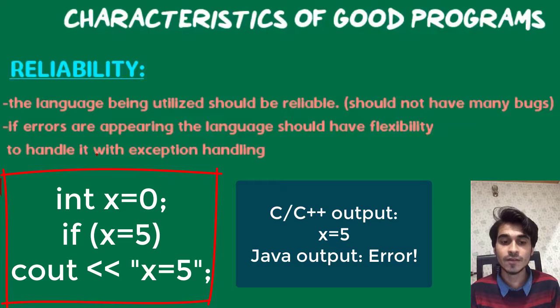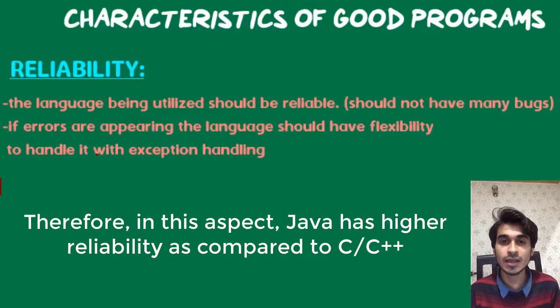On the other hand, if such a statement is used inside the if structure of a Java program, this would not execute. Java would result in an error. So this means that Java has higher reliability as compared to C or C++.